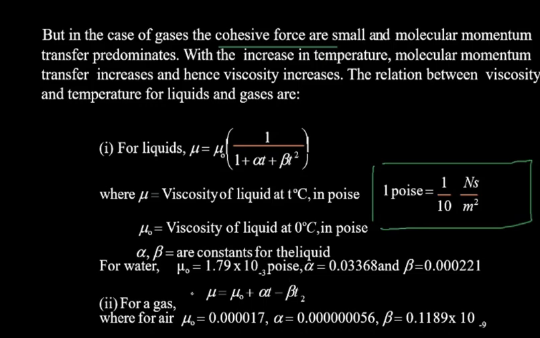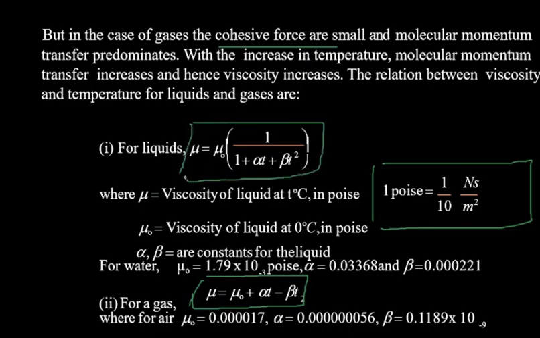For example, for water, mu naught, the viscosity at 0 degree centigrade, is 1.79 into 10 power minus 3 poise. Alpha is 0.03368 and beta is 0.000221. For gases, it is mu is equal to mu naught plus alpha t minus beta t square. Some technical mistake has happened here, so just remember this.